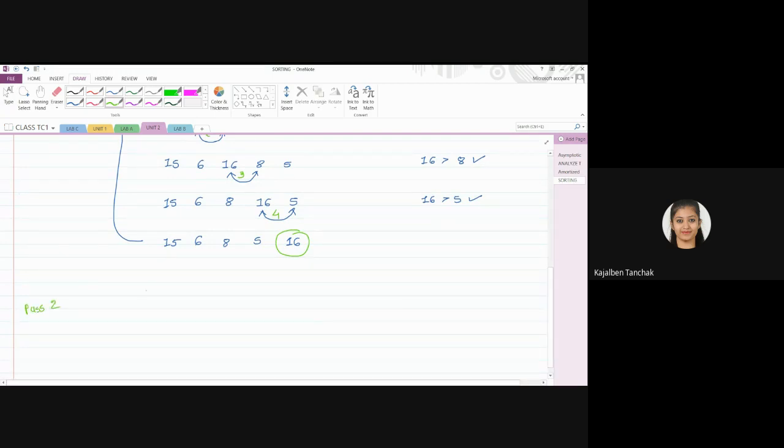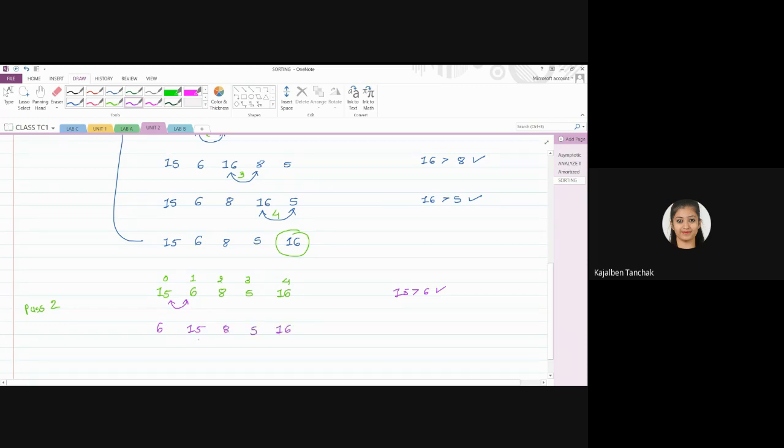Okay, I will take this array: 15, 6, 8, 5 and 16, with indices 0, 1, 2, 3 and 4. We will repeat the same step, right? First we will compare these two. Compare 15 is greater than 6. Yes, this condition is true. So what you will do, you will swap these two. So after swapping, this is the array.